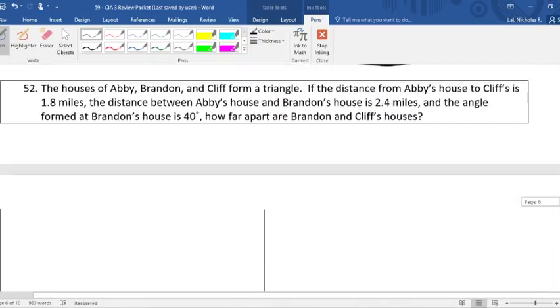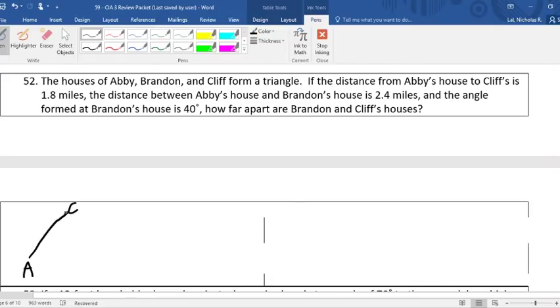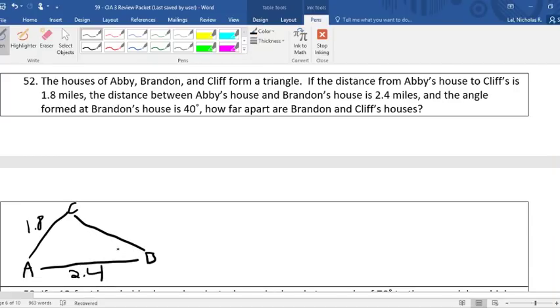52. Alright. The houses of Abby, Brandon, and Cliff form a triangle. If the distance from Abby to Cliff's is 1.8 miles, the distance between Abby's and Brandon's house is 2.4 miles, and the angle formed at Brandon's house is 40 degrees. How far apart are Brandon and Cliff's houses?